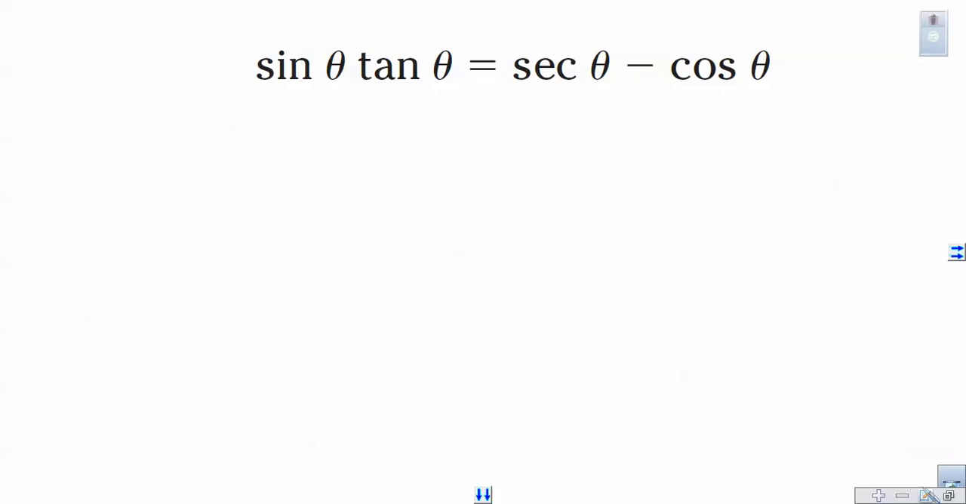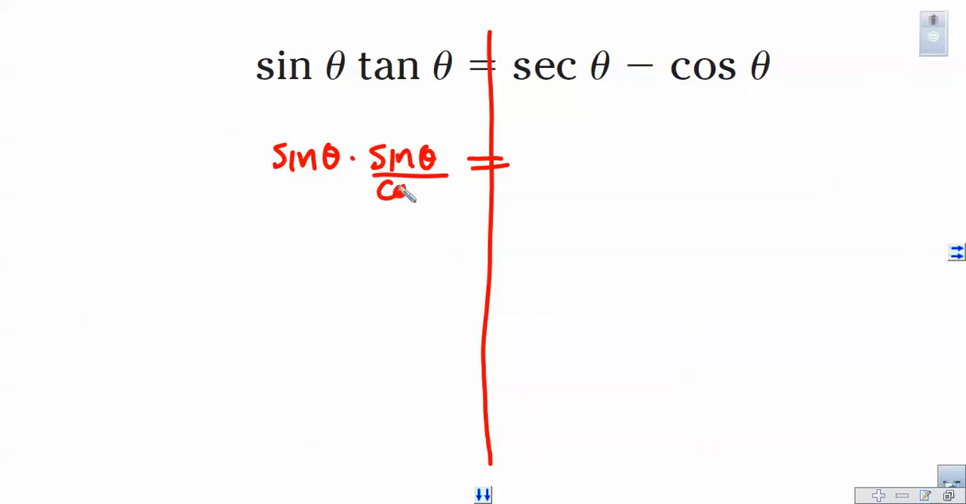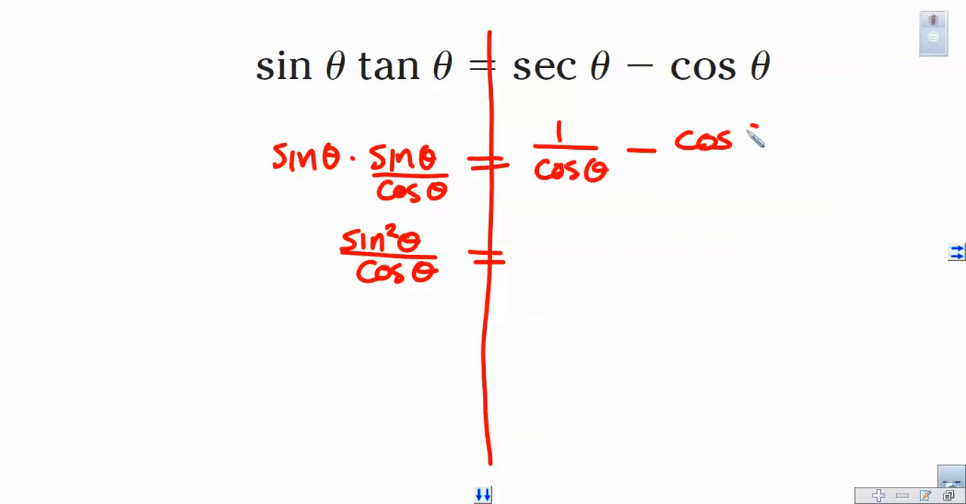Let's take a look at this one. Sine times tangent. Well, I guess I could write that as sine of theta times sine of theta over cosine theta, which would give me sine squared theta over cosine theta. Now what about this side? I have 1 over cosine theta minus cosine theta. I'm going to put that cosine theta up there just a little bit, keeping in mind that's really cosine theta over 1. So now I'm stumped here.